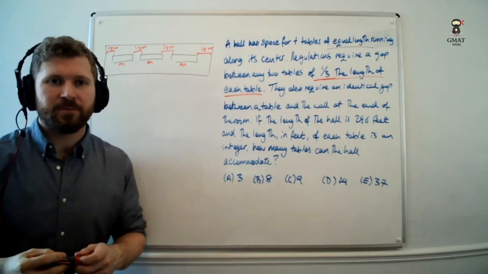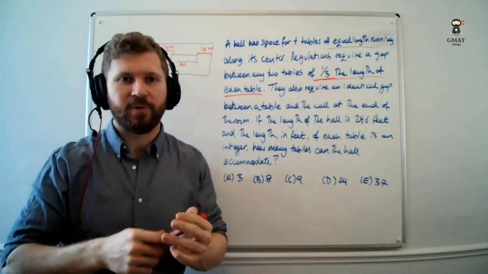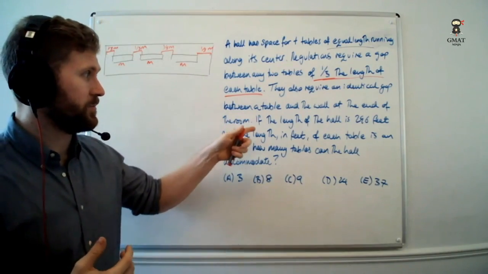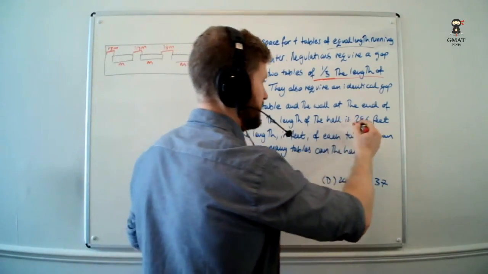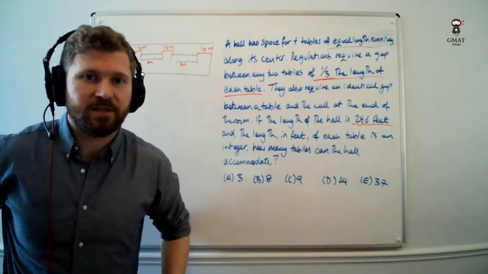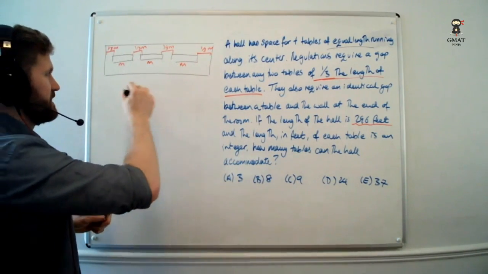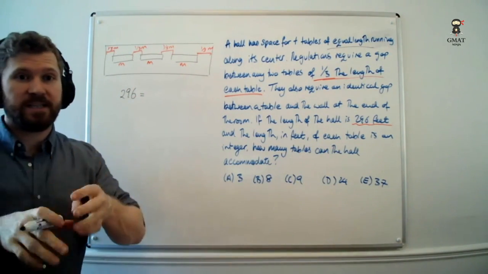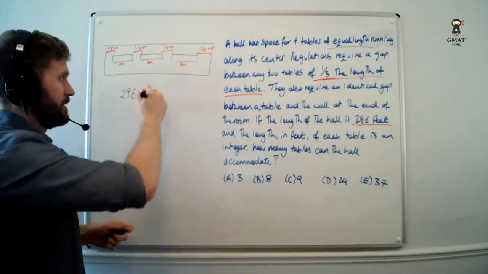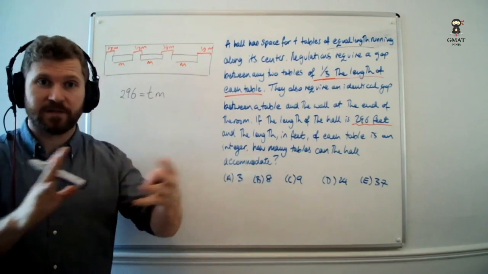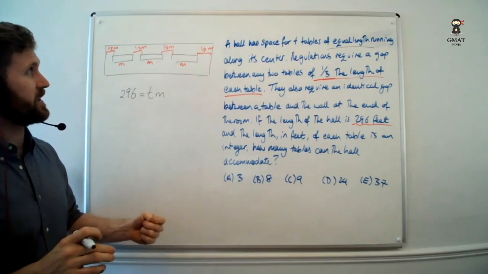So we've got some scenario where we can set up an expression for the length of the room here. We're told the length of the hole is 296 feet. So we can use that to set up an equation here. So my 296 feet is going to be equal to t tables of length m. So the total length of the tables, all the tables together, is going to be m times t. And then I've got the gaps.